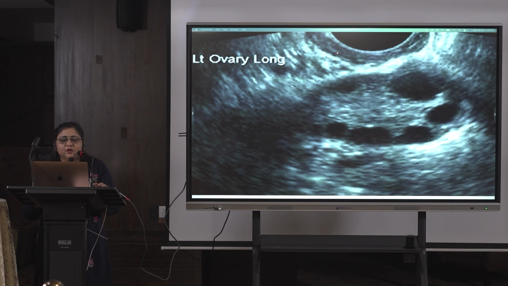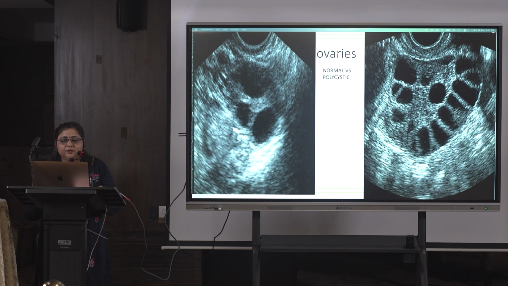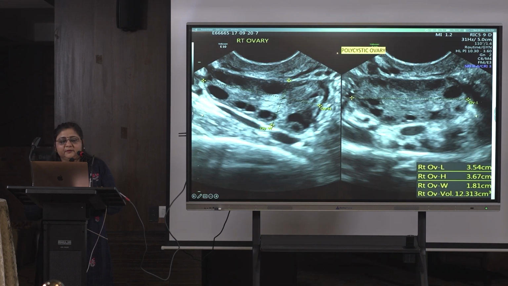So this is the long section as I have told you, and this is a comparison of a normal ovary with a polycystic ovary. This you know already. So I have measured the polycystic ovary like this. You go into the right fornix and take the length and height, and then you turn the probe like this and you take the width, and the volume here is coming as 12.3 cc, which is quite high.